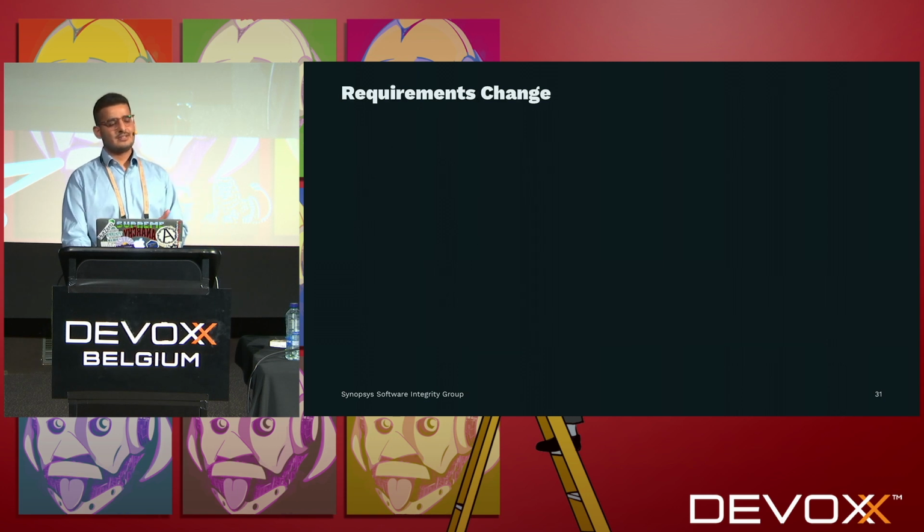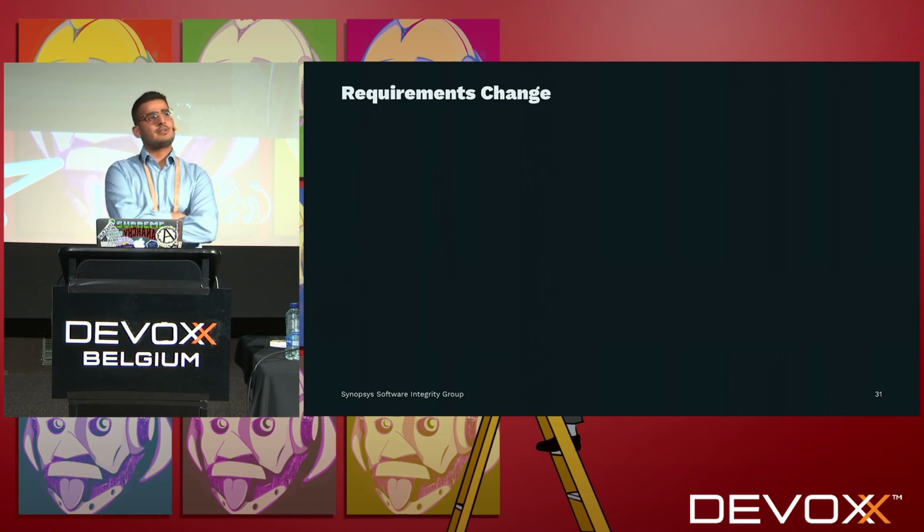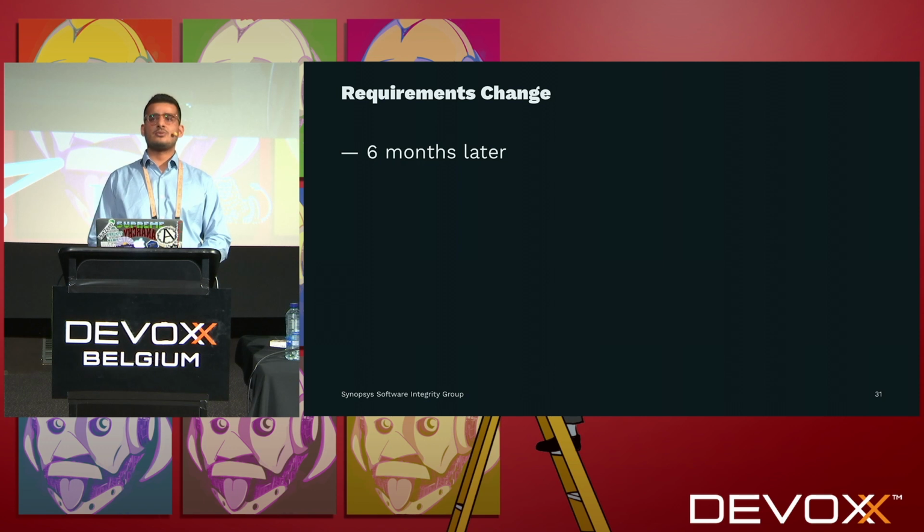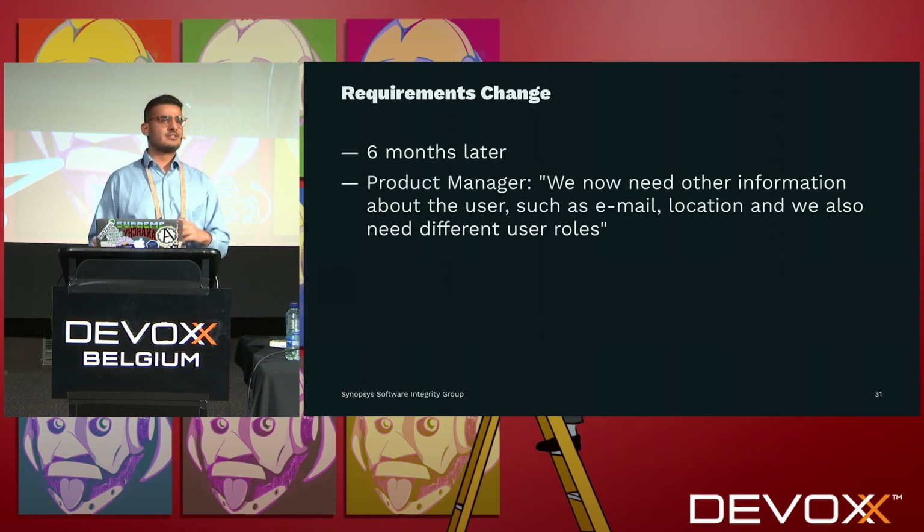I think especially with all of our requirements changing so constantly, if you're doing CI/CD, you're making changes almost daily and deploying to production. Six months later, there's a new requirement now, and the project manager goes to you and says, "We need other information about the user, right? We need their email. Username's not really going to do for us. We need to track them. We need their location. We also need different kinds of user roles."